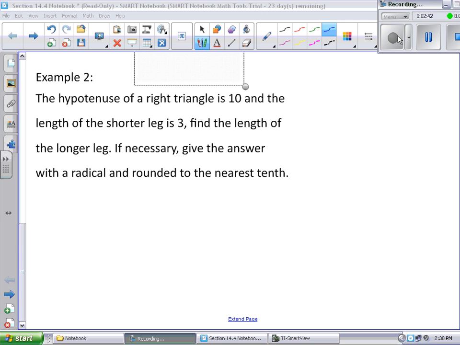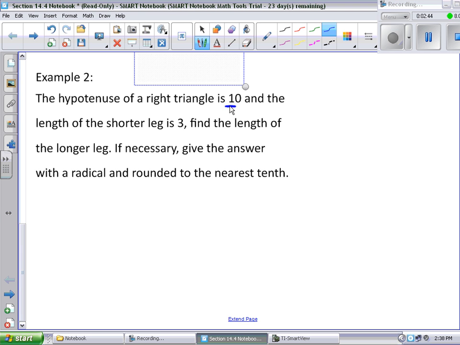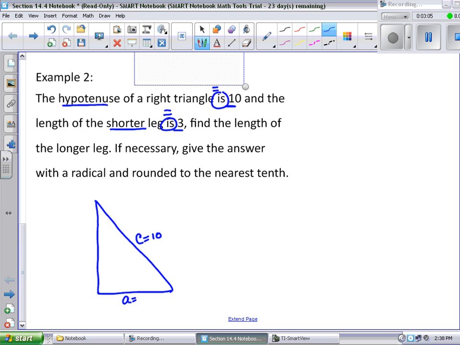Example 2, the hypotenuse of a right triangle is 10, so the hypotenuse is equal to 10, and the length of the shorter leg is 3. That's where the equal mark goes. Let's draw it. The hypotenuse, which is C, is 10. The shorter leg is 3. I'm going to call the shorter leg A this time. The shorter leg is 3. We're looking for the longer leg. That's the one we're looking for.